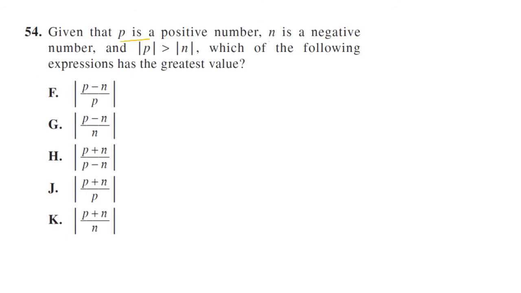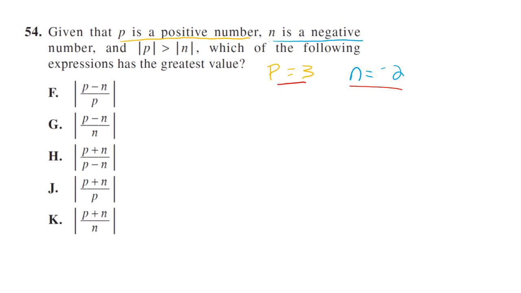Given that P is a positive number and N is a negative number and the absolute value of P is greater than N, which has the greatest value? Okay, so I'm going to make P equals 3. I'm going to plug in a number to see this work. I don't see it without plugging in numbers. And N has to be a negative number. We're going to make it negative 2. So the absolute value of P is greater than the absolute value of N. So 3 is greater than 2.